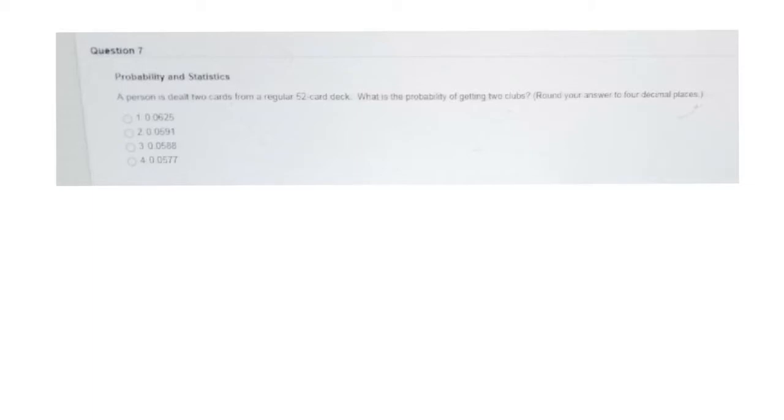Well, there's 2 events happening. That's the first thing that comes to my mind. There is the drawing of the first card where you take a card out, and then there is the drawing of the second card where you take the second card out. And often with probability problems, it's going to be a matter of finding the probability of the first event and then multiplying it times the probability of the second event. That should work in this situation.